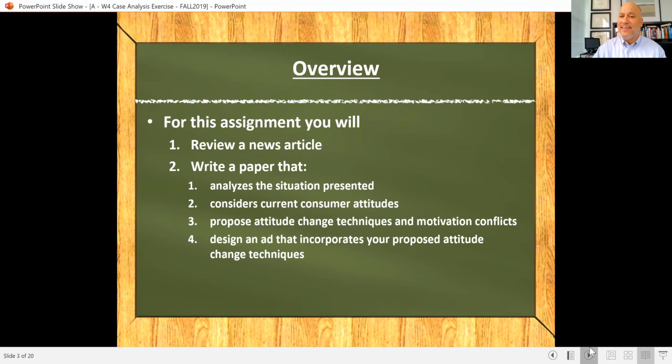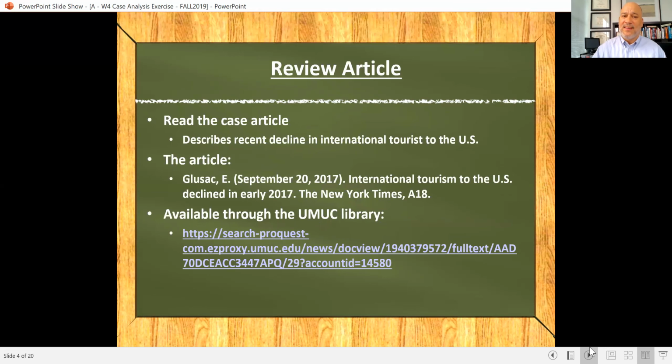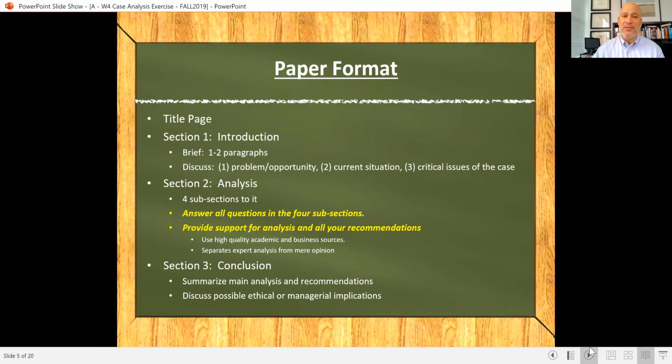So let's look at the paper itself. Remember, you're going to use this article. It's from September of 2017, and it's a short piece from the New York Times. This talks about international tourism in the US. There's a link there. That link is in the assignment details, and you can use that to attach to it in the library. If you have any problems, please send me an email. I'll be glad to send it to you as well.